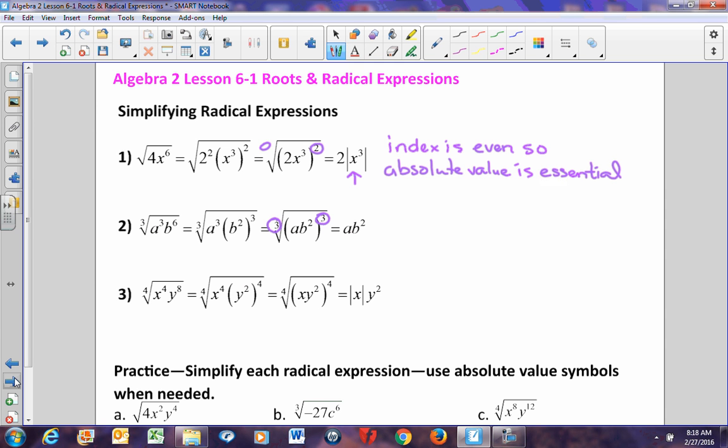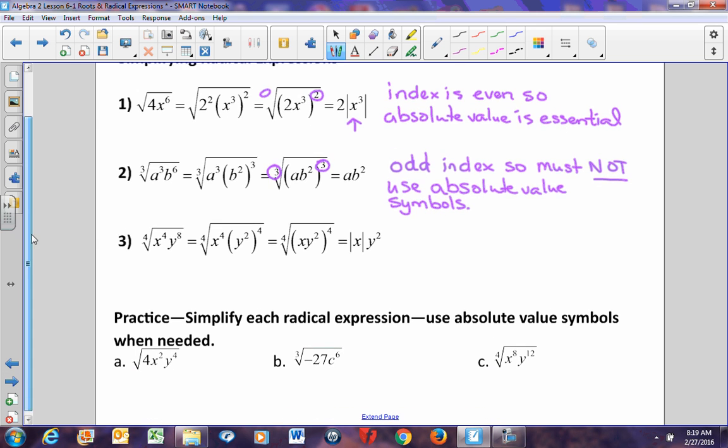Why do I not need absolute value symbols here? Because it's an odd index number. Okay? Odd index number. So you must not use them. If you do put in the absolute value symbols, it'll be wrong. You do not need the absolute value symbols because you can have a negative cube root. You can't have a negative square root. If you use an absolute value symbol where it's not needed, it's wrong. If you don't use an absolute value symbol where it is needed, it's wrong. So it's really important that you pay attention to those absolute value symbols.